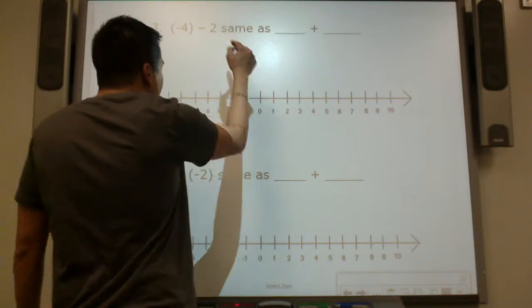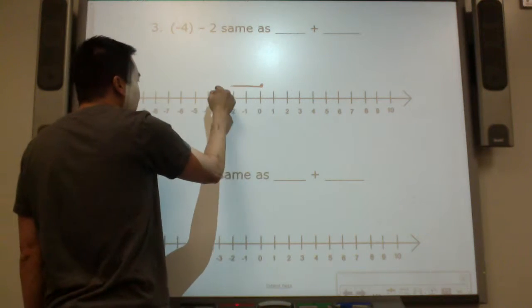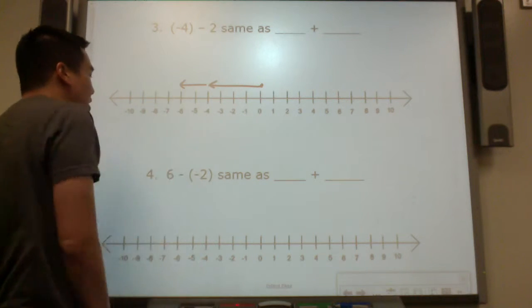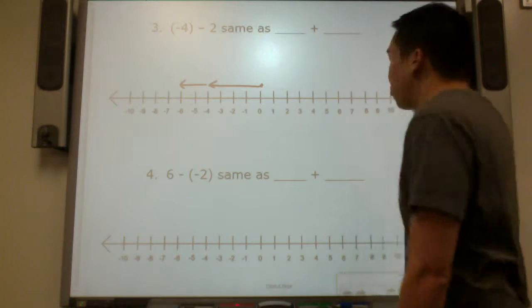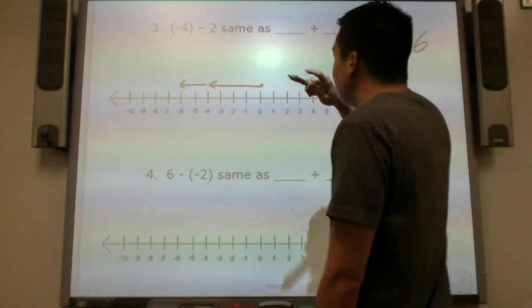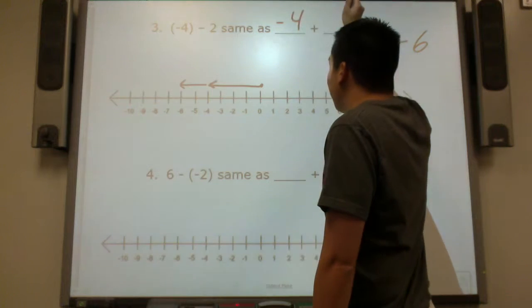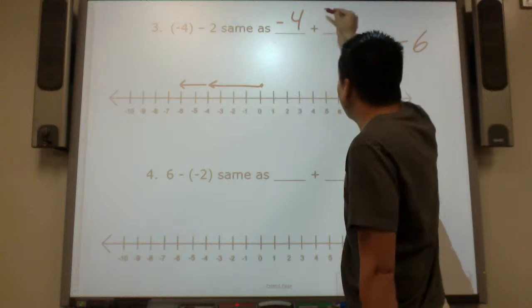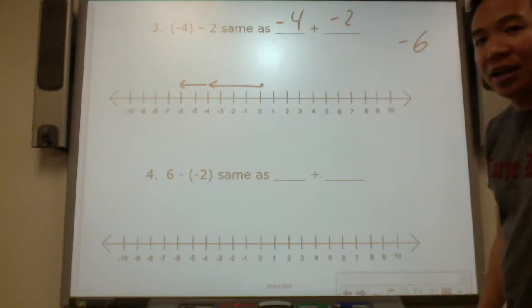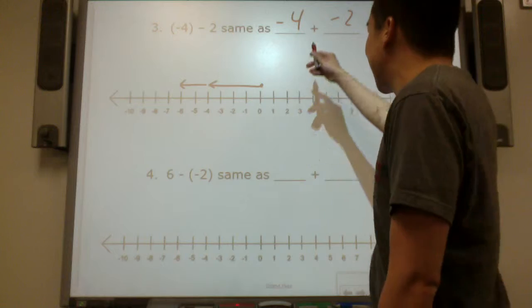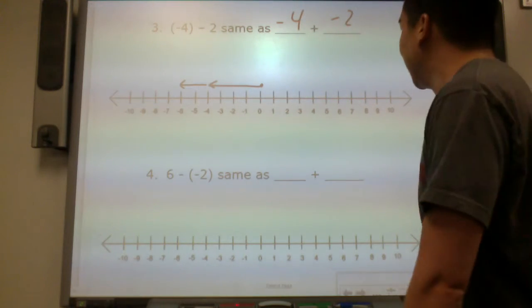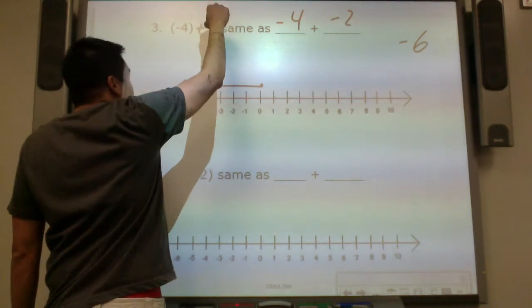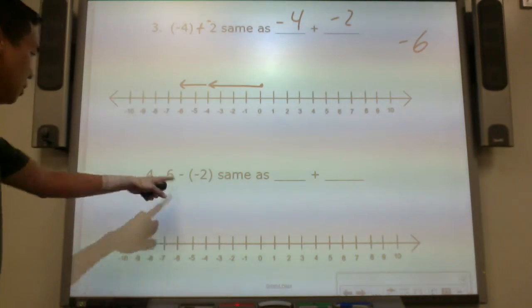Next one. I start at 0. I go back 4. -2, I go back 2 more. So I'm at -6. Is there a way to write this using an addition? As an addition expression. -4. Go back 4. I'm putting it with another arrow that goes back 2. So it'll be -2. So -4 minus 2 is the same as saying -4 plus -2. Again, why? Add the opposite. Add the opposite of 2.